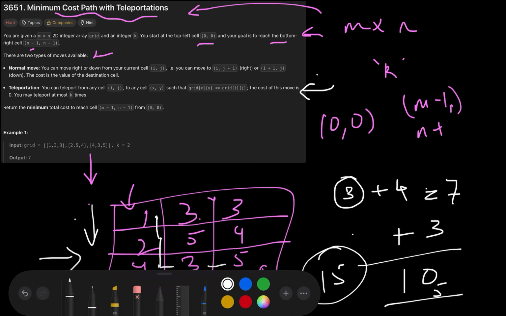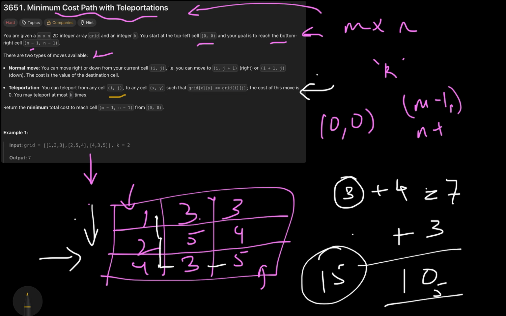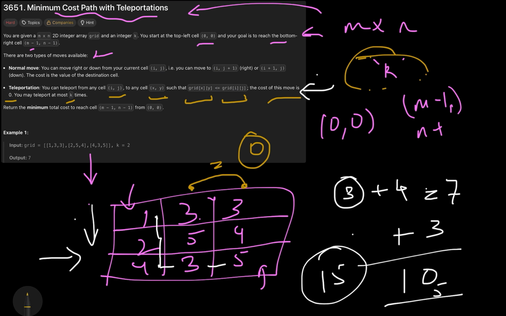But one more condition is given. This condition says that we can teleport from cell (i, j) to any cell (x, y) such that the value of the destination cell is smaller than or equal to the value of the current cell. Suppose we teleport from this cell to this cell, and these are equal, then the cost of the move would be 0. And we can teleport at most k times, which is the k that has been given.